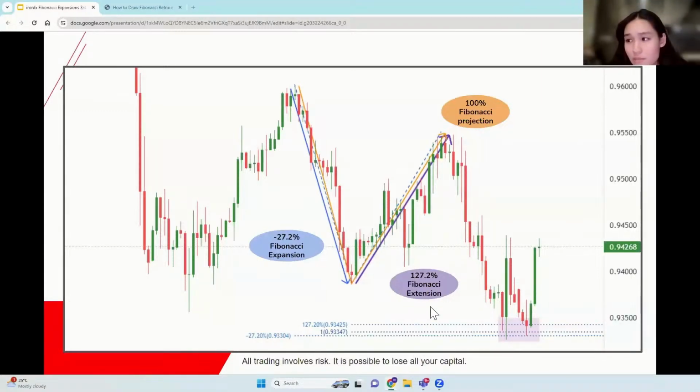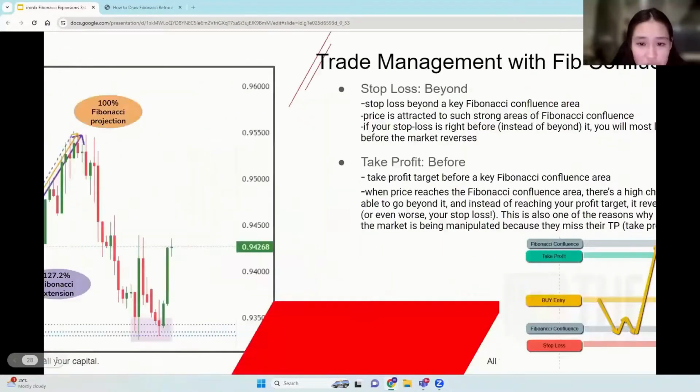One thing to keep in mind is that these tend to be areas instead of levels. You can see even though our 127.2 is not exactly lined up with the minus 27.2, it still counts because we're looking for areas here. As long as it's kind of near, it still counts as a confluence area. Because when you have such a strong area, price is more likely to bounce off of it, so you want to make sure that you are able to catch that 1 or 2 pips before it reverses off. That brings me to my next point, which is trade management.